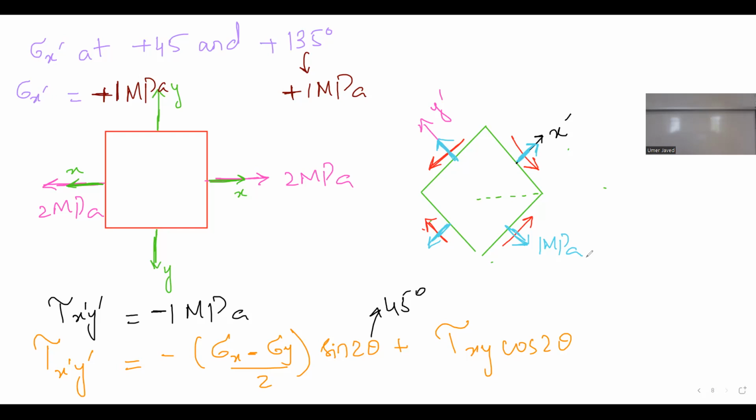Stress x prime needs to be found at a particular theta. If you find it at theta p, that becomes either stress 1 or stress 2. Okay, now I get it. So those are the maximum stress, or minimum. 1, 2 means maximum.